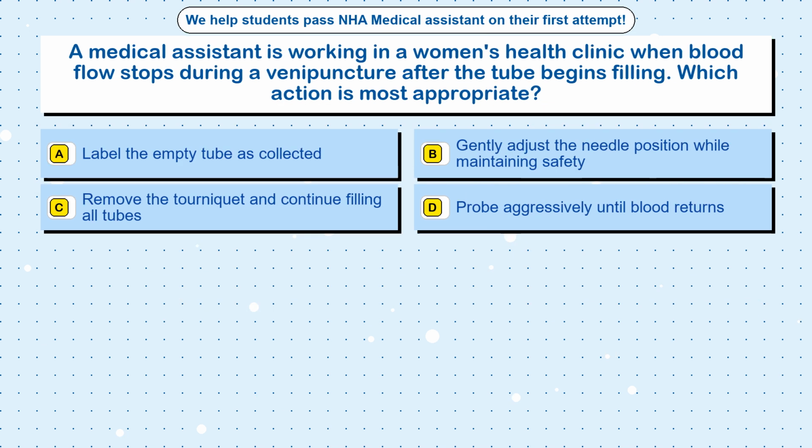Question 20. A medical assistant is working in a women's health clinic when blood flow stops during a venipuncture after the tube begins filling. Which action is most appropriate? Option A. Label the empty tube as collected. Option B. Gently adjust the needle position while maintaining safety. Option C. Remove the tourniquet and continue filling all tubes. Option D. Probe aggressively until blood returns.